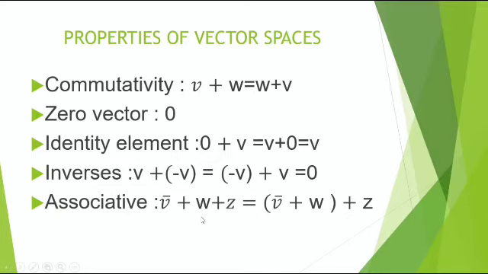Associative: (v plus w) plus z equals v plus (w plus z). Now that we know what vector spaces are, let's learn about subspaces.